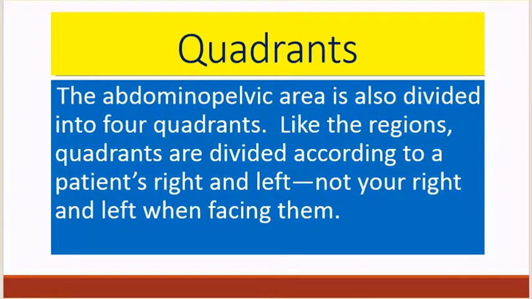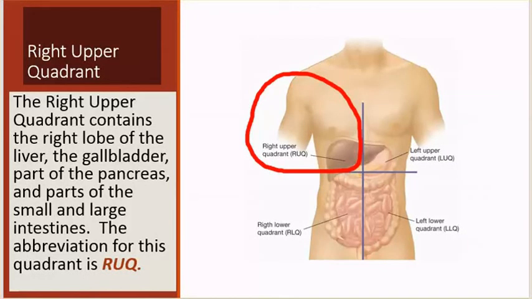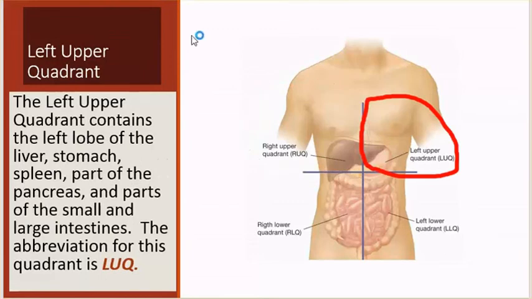Quadrants. The abdominal pelvic area is also divided into 4 quadrants. Like the regions, quadrants are divided according to a patient's right and left, not your right and left when facing them. The right upper quadrant contains the right lobe of the liver, the gallbladder, part of the pancreas, and parts of the small and large intestines. The abbreviation for this quadrant is RUQ.